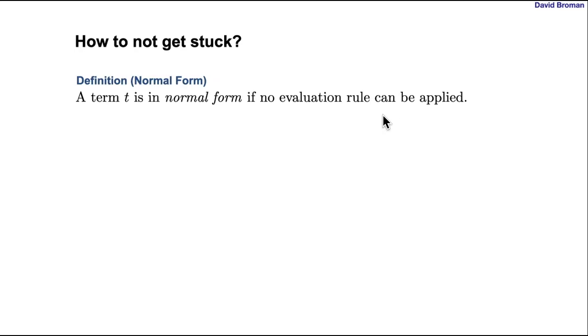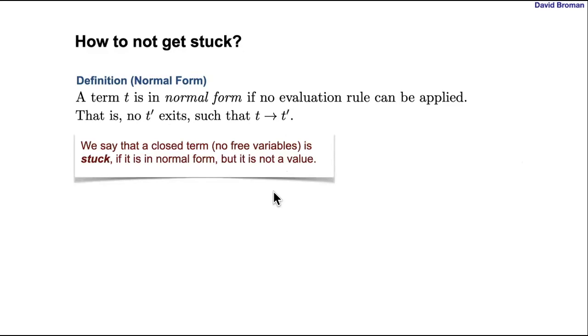So that means that if no inference rule applies, we are in normal form. To say it a little bit more formally, no t prime exists such that t can be taken a step to t prime. So we can basically not take any more steps in the small step operational semantics. Then we are in normal form.